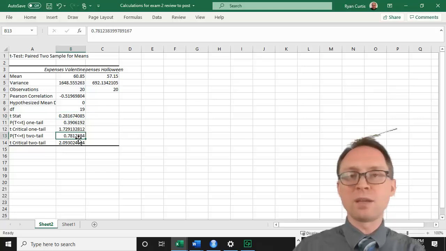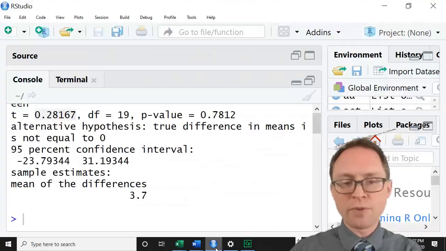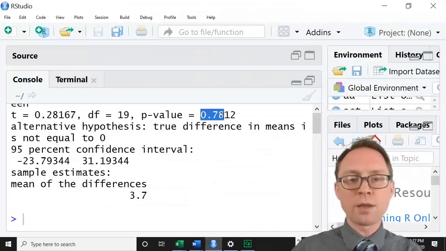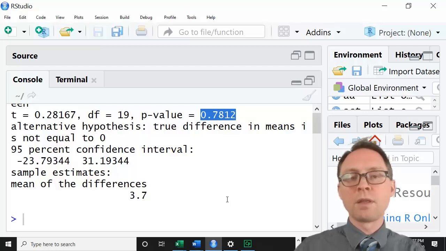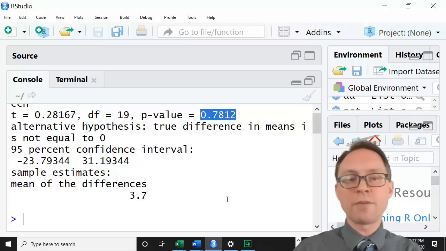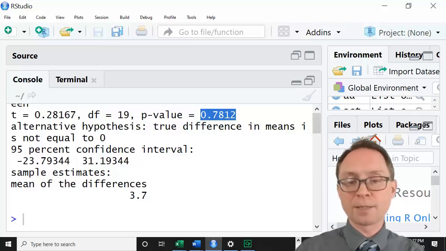This right here is a lot bigger than 0.05. We fail to reject. The other way to find it is in RStudio right here. Here's the p-value of the statistic, 0.28167. That is a lot bigger than 0.05, so we fail to reject.